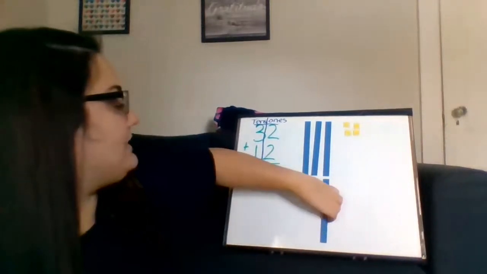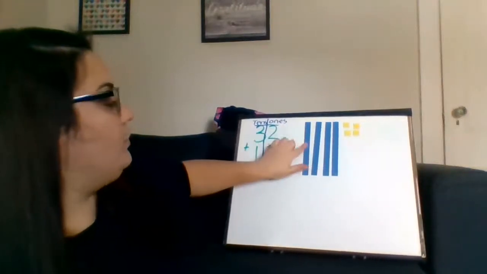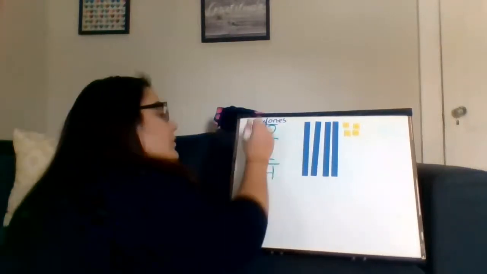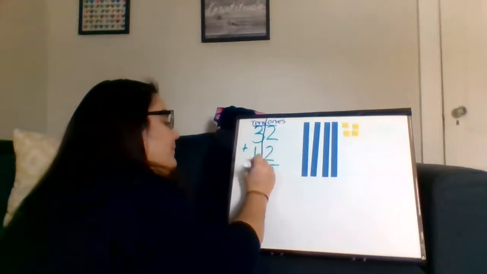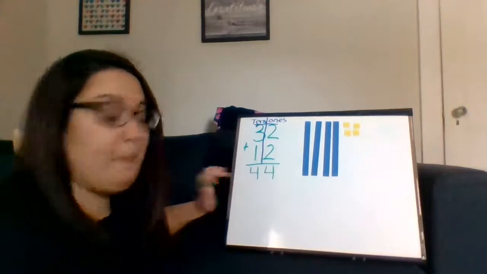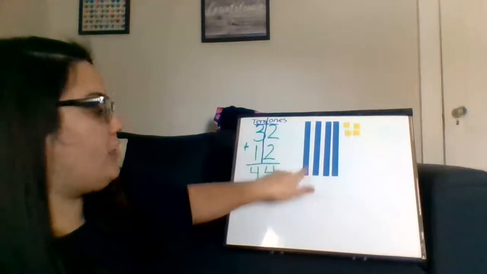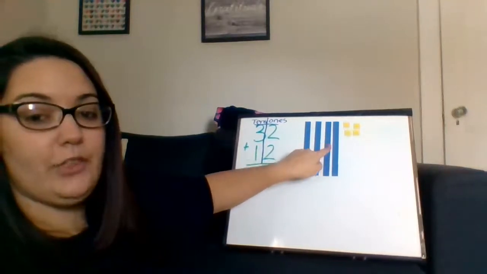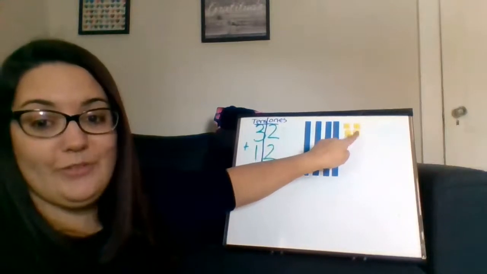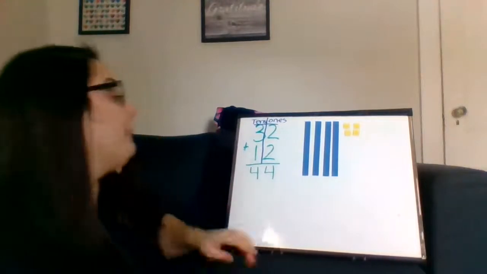Now I'm going to add this 10 to the rest of my tens. I have 1, 2, 3, 4 tens. So that means 3 plus 1 is 4. So 32 plus 12 equals 44. I can double check that by counting my tens and ones. Let's try it. 10, 20, 30, 40, 41, 42, 43, 44. 32 plus 12 is 44.